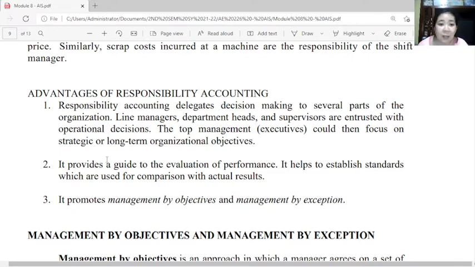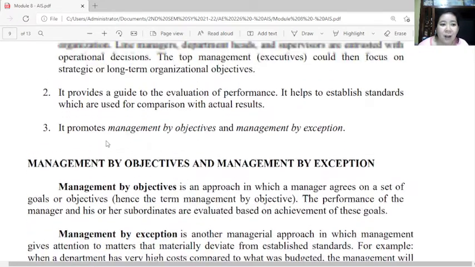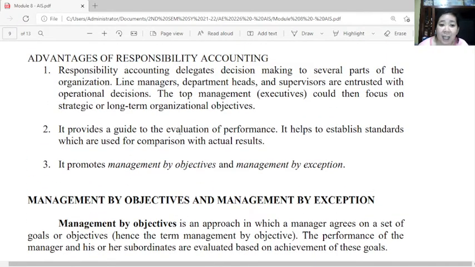So segregation of duties as well, but most importantly, delegation of decision-making function. Another advantage is it provides a guide to the evaluation of performance, meaning it helps to establish standards which are used for comparison with actual results and also for giving incentives or punishment for those cost or responsibility centers respectively.